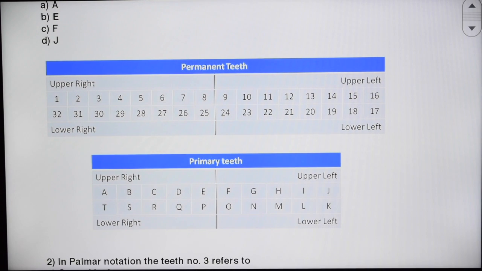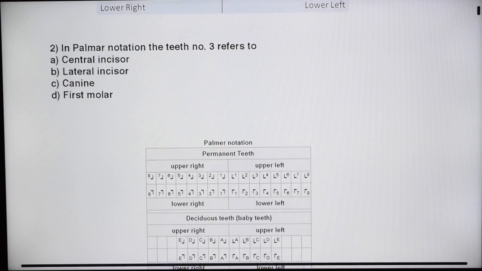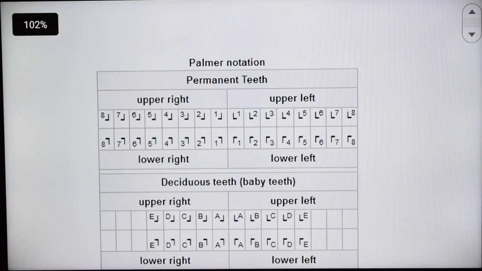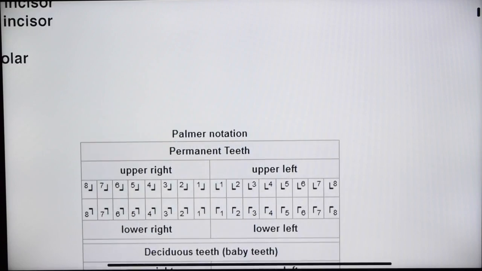So in the case of primary teeth, we use alphabets, and in the case of permanent teeth, we use numbers starting from the first quadrant to the fourth quadrant in a clockwise direction, right? Coming to the next question, it's regarding Palmer notation. So let's directly go to this image where you can see a symbolic system of representation of various teeth. In the case of primary, we use alphabets, and in the case of permanent, we use numbers. So based on that, we can choose the appropriate option, right?